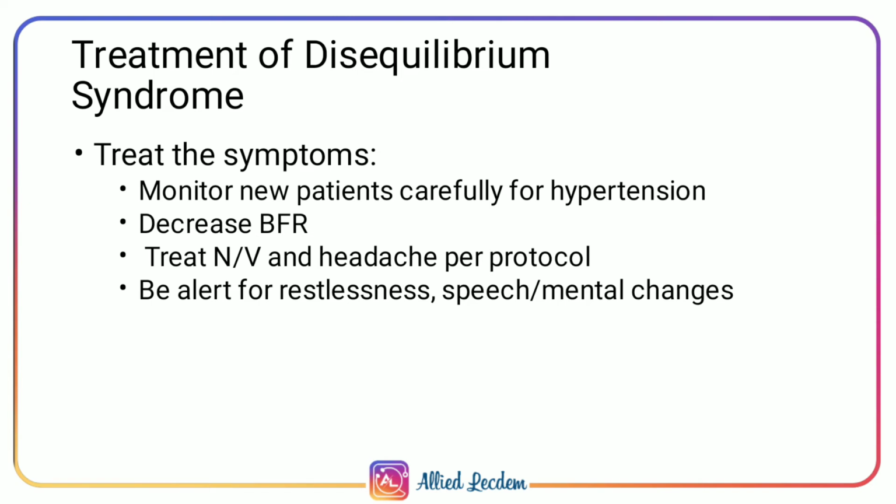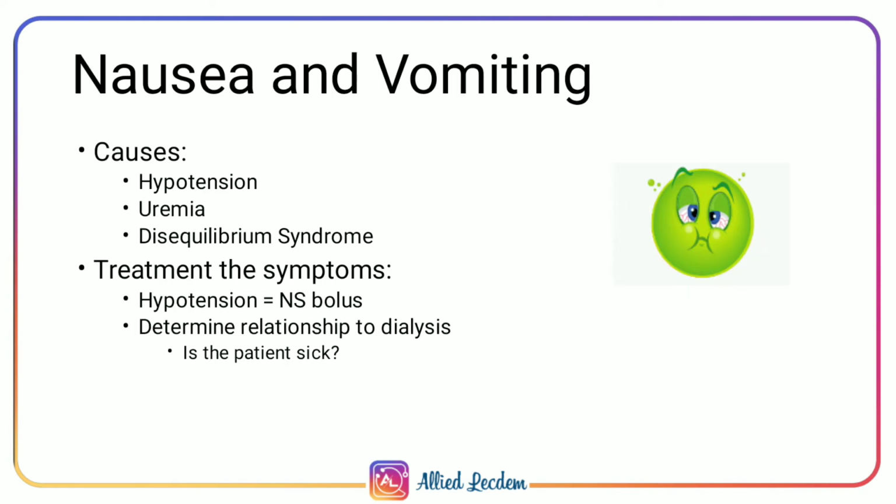Treatment of disequilibrium syndrome. The treatments are: monitor new patients carefully for hypotension, decrease blood flow rate, treat nausea, vomiting and headache per protocol, be alert for restlessness, speech or mental changes. Nausea and vomiting. Causes: hypotension, uremia, disequilibrium syndrome. Treat the symptoms. Hypotension: give sodium bolus. Determine relationship to dialysis.